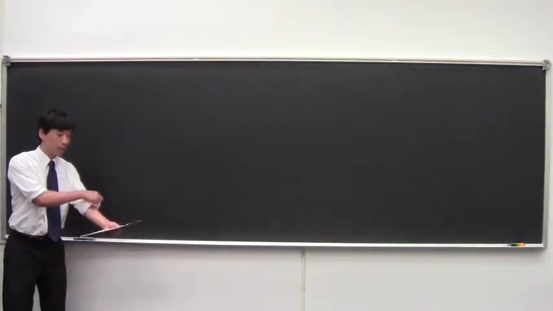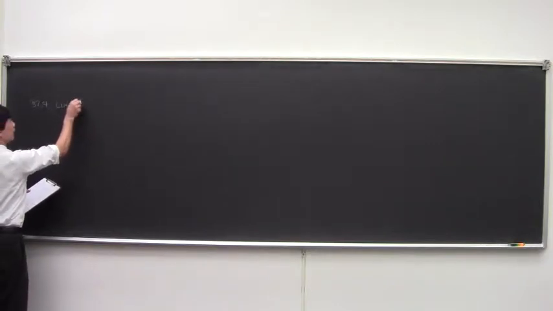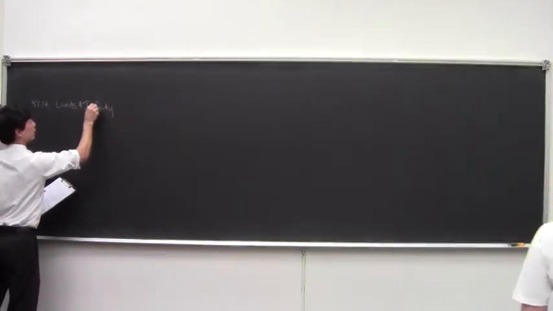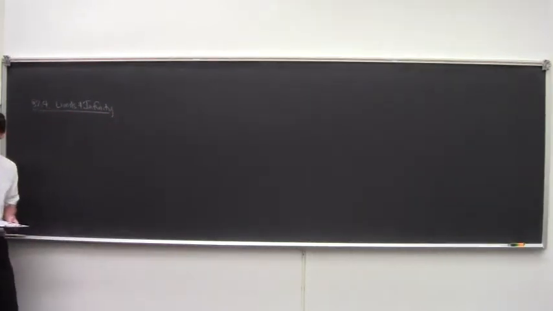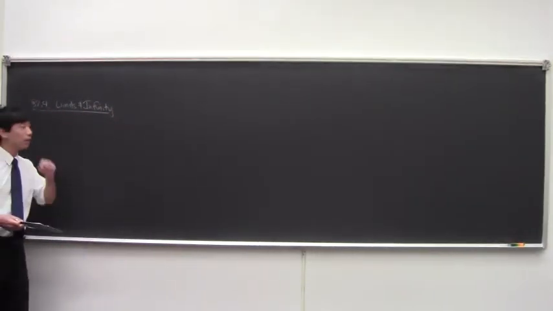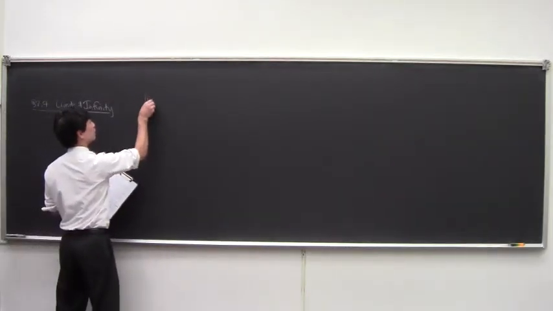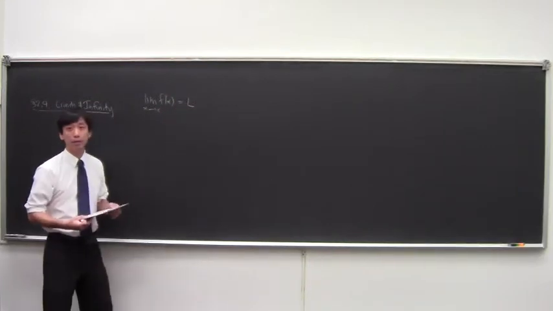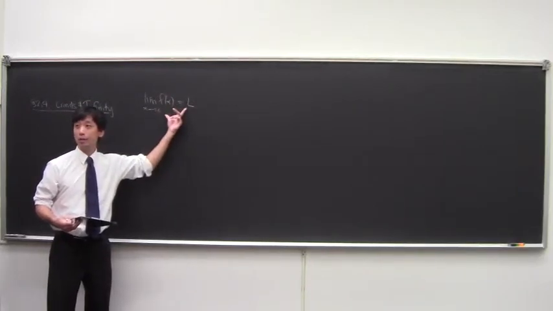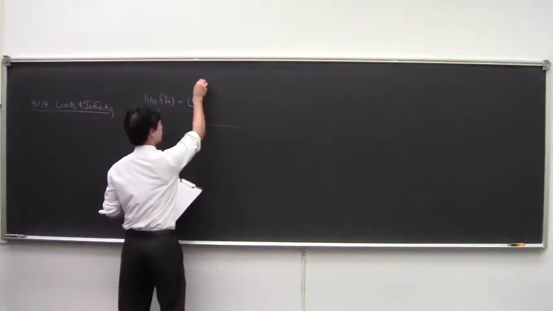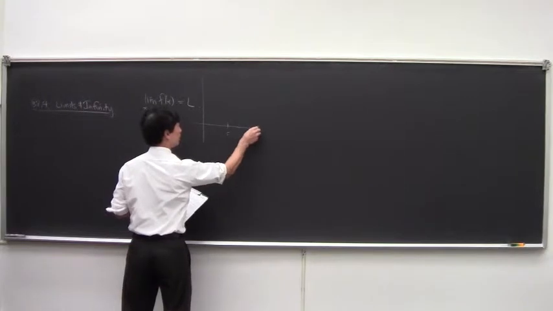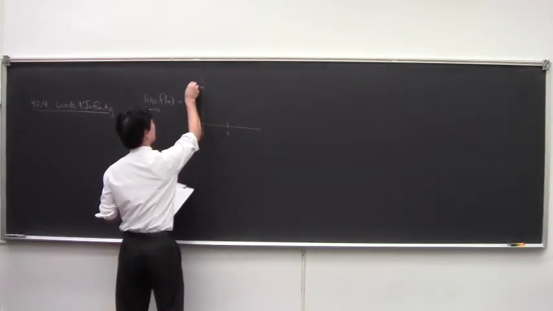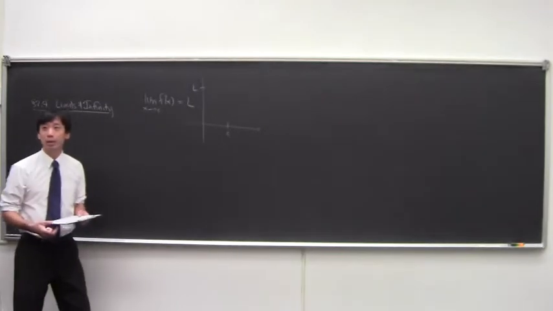Okay. So we're talking about limits and infinity, right? Section 2.4. Limits and infinity. Before this section, we were talking about something like this: x approaches c, and the limit is L, right? And both c and L are some finite values. So c is some actual number, and L is also some actual number.